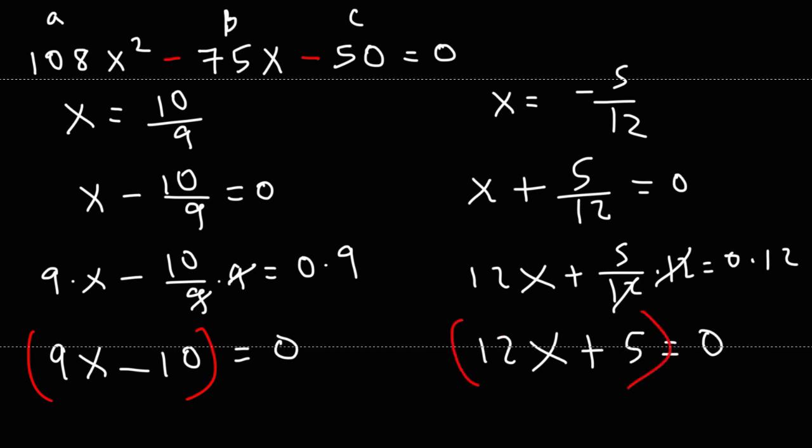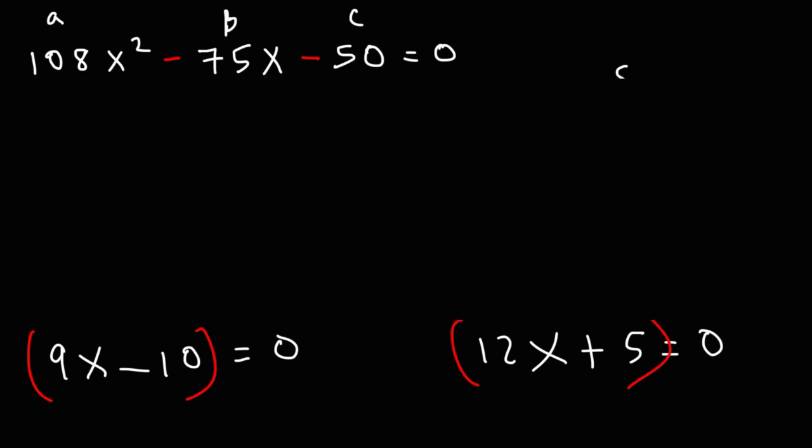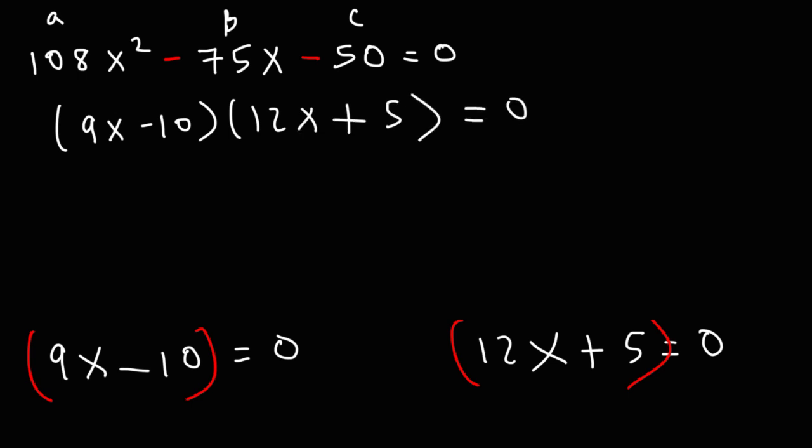Now, let's put it together. So the answer is 9x minus 10 times 12x plus 5 is equal to 0. Well, let's take out the equal to 0 part because we've added it. So this is how you can factor this particular trinomial, by using the quadratic formula. And we could check it to make sure it's correct.